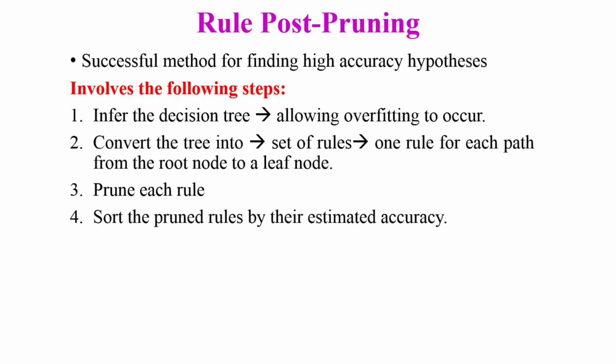Rule post-pruning. Rule post-pruning is a successful method for finding high accuracy hypotheses. Rule post-pruning involves the following steps. Infer the decision tree from the training set, allowing overfitting to occur. Convert the learned tree into an equivalent set of rules, one rule for each path from the root node to the leaf node. Prune each rule by removing any preconditions that result in improving its estimated accuracy. Sort the pruned rules by their estimated accuracy and consider them in this sequence when classifying subsequent instances.